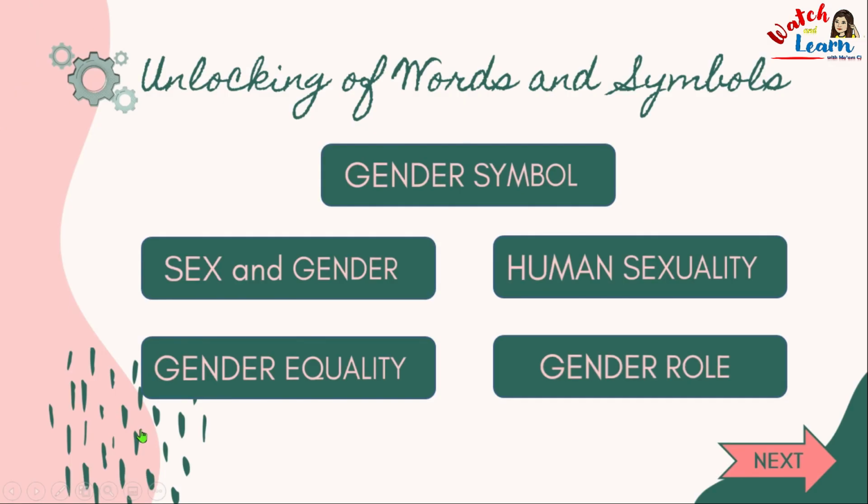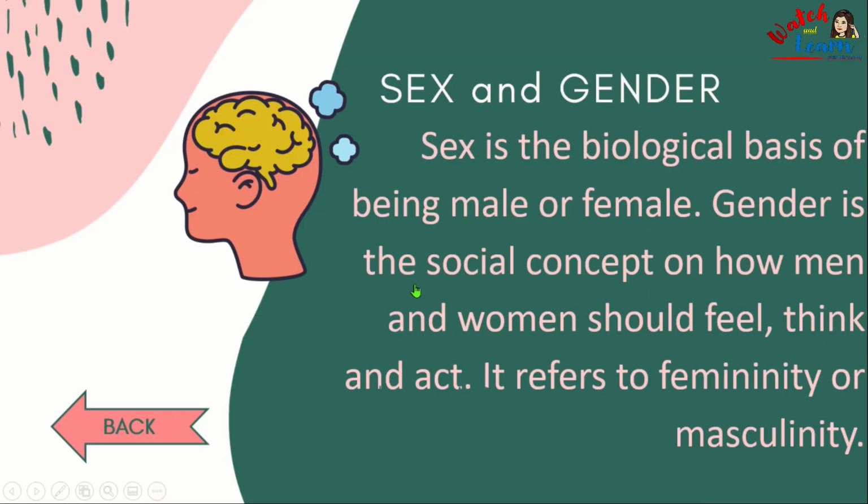Are sex and gender the same or different? Let's define those terms. Sex is the biological basis of being male or female. It describes the biological sex a person was assigned at birth. While gender is the social concept of how men and women should feel, think, and act. It refers to femininity or masculinity. It is based on socially constructed features. They recognize that there are variations in how people experience gender based upon self-perception and expression, and how they behave. Gender refers to the attitudes, feelings, and behaviors that a culture associates with a person's biological sex.